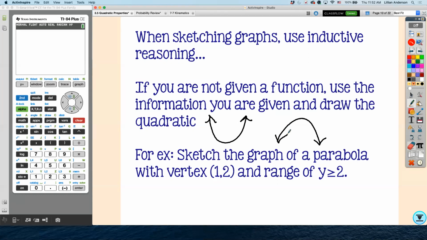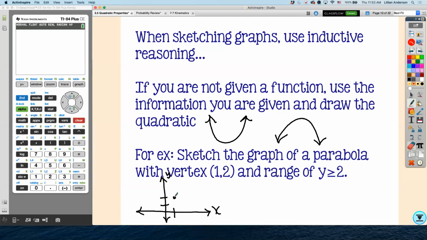So, for example, I have to sketch the graph of the parabola with a vertex at (1, 2) and a range of y greater than or equal to 2. Since I'm trying to graph this parabola and I have a vertex at (1, 2), even with no equation I can use the fact that the vertex is at (1, 2). So in my sketch, with my x-axis and my y-axis, I'm going to have a point at (1, 2) that represents my vertex.